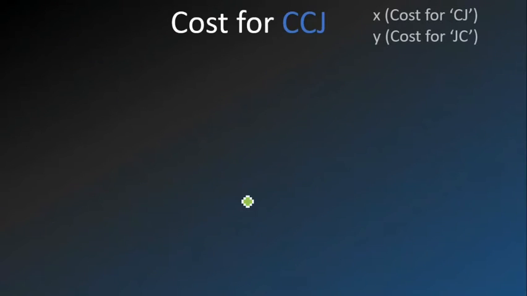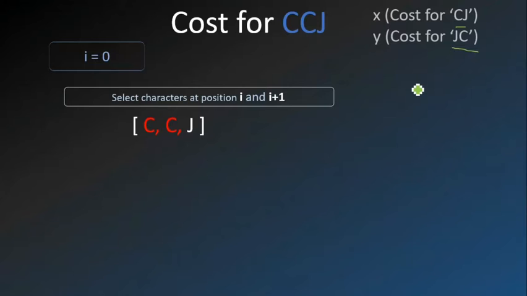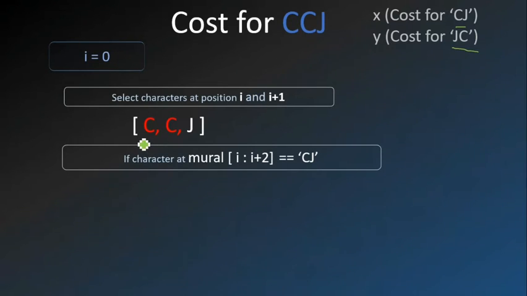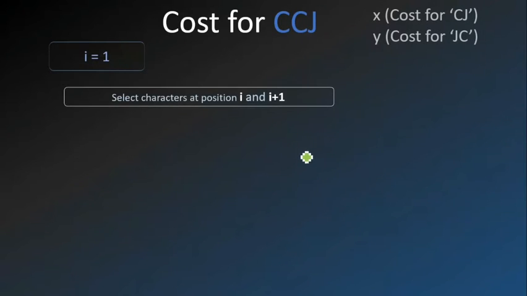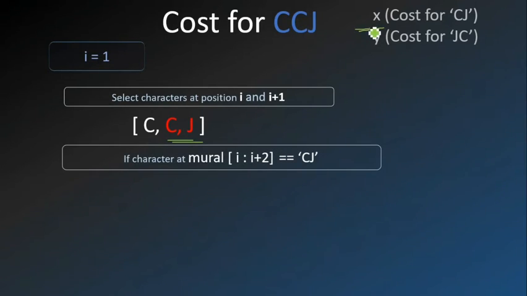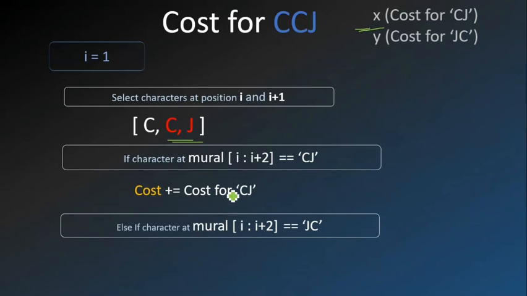Now we're going to calculate the cost, which is X for CJ and cost Y for JC. The same iteration is going to be performed, but here we are going to check whether the substring from I to I plus 1 is equal to CJ or JC. Here, at I equals 1, the two characters are C and J. Yes, it has CJ, which costs X, and then we are going to add it to the total cost.